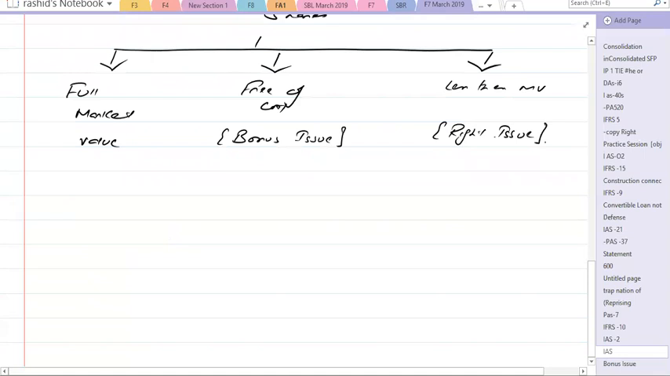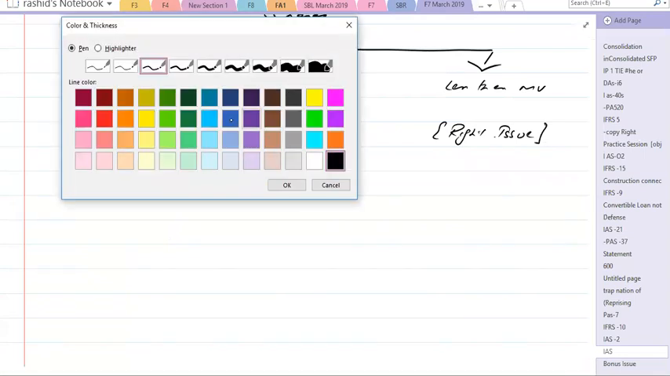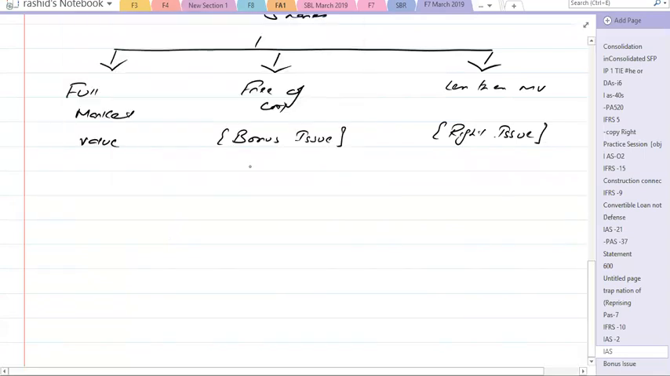So share issuance can be of 3 ways: full market value, bonus issue, or rights issue. If the shares are issued at full market value, then the weighted average number of shares should be calculated.